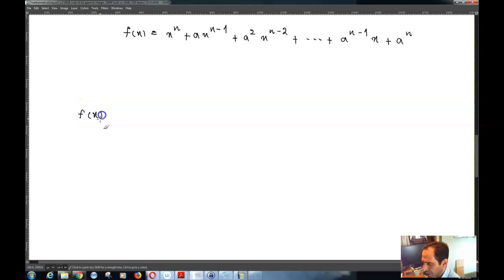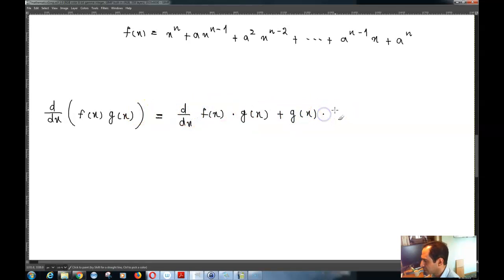basically two functions, f of x and g of x, and they are multiplied together, and you write d by dx of f of x times g of x, the derivative of these two functions multiplied together is always equal to basically the derivative of the first function, which is d by dx of f of x, times the second function, which is g of x, plus the first function, f of x, times the derivative d by dx of g of x.